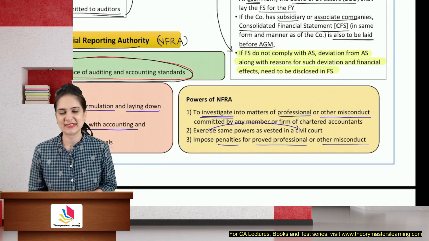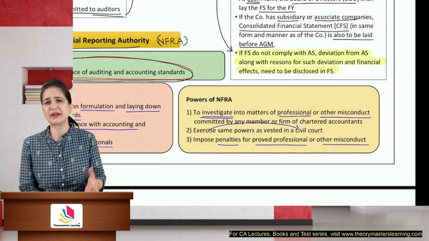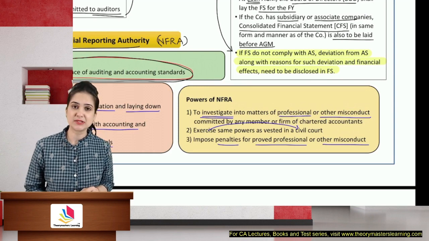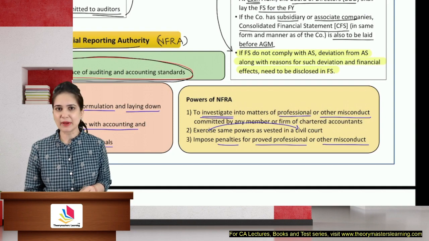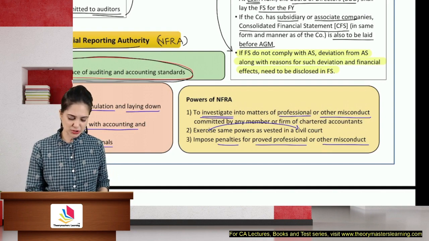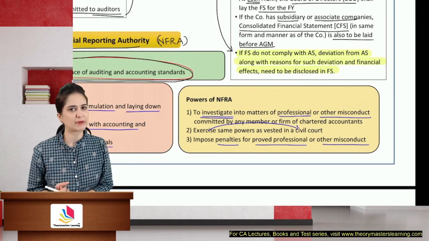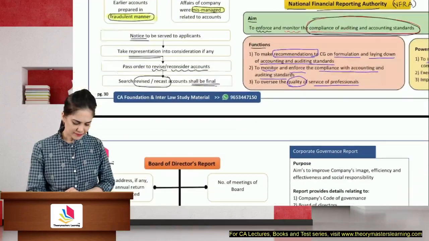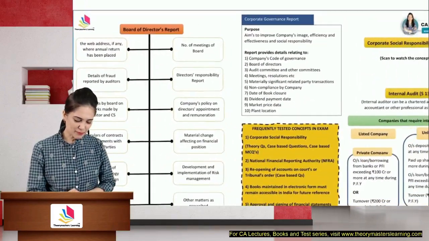Even ICAI takes very strict action. They may suspend you. They may debar you from undertaking audits. They may penalize you. Sometimes they may even cancel your membership. So very strict actions are taken in case we find some kind of proved professional misconduct by chartered accountants. So that is NFRA. Next we have the board's report.